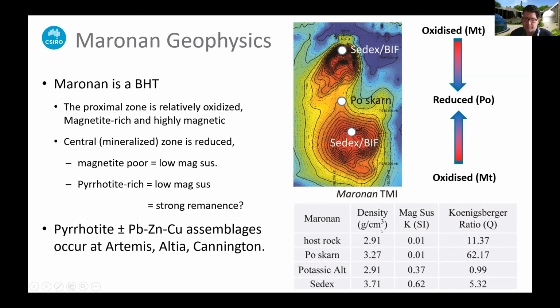And the pyrrhotite can have very high Königsberger ratios, as you can see in this little table here, Königsberger ratios of 62, but that's related to very low susceptibility, so it's not going to cause you a big magnetic anomaly.